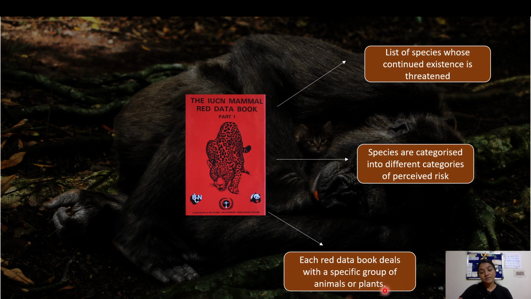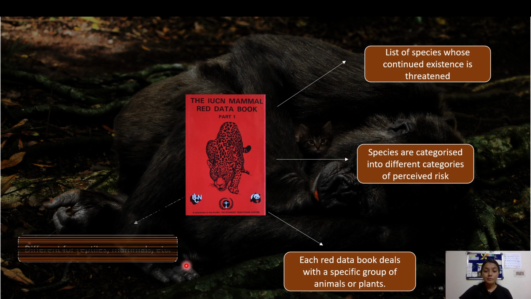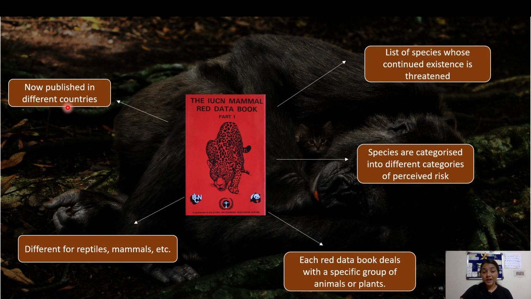Each red data book deals with a specific group of animals or plants. So every red data book has a specific group of animals or plants. For example, the IUCN Mammal Red Data Book only includes all the mammals, right? Likewise, for reptiles, the red data book will be different. For vascular plants, it will be different. Different for vertebrates, different for invertebrates, different for vascular plants, different for non-vascular plants. And now it is published in different countries at national level and later on compiled together to give a global data.